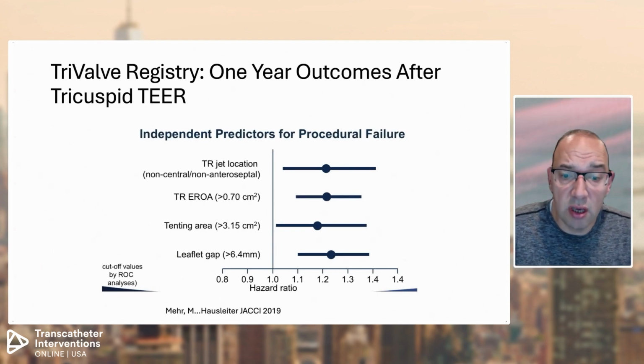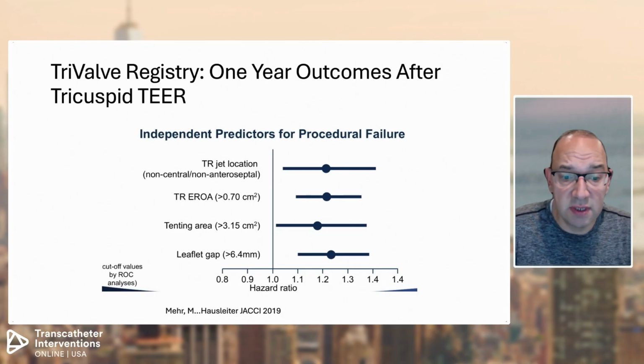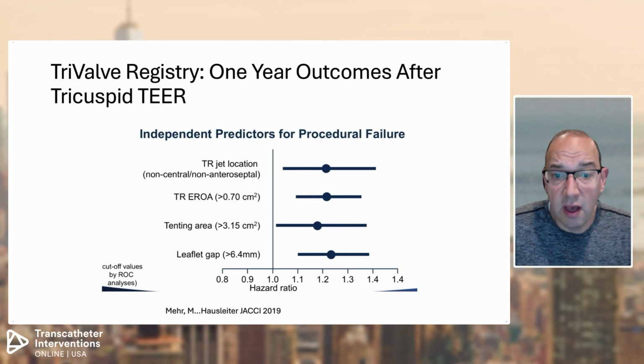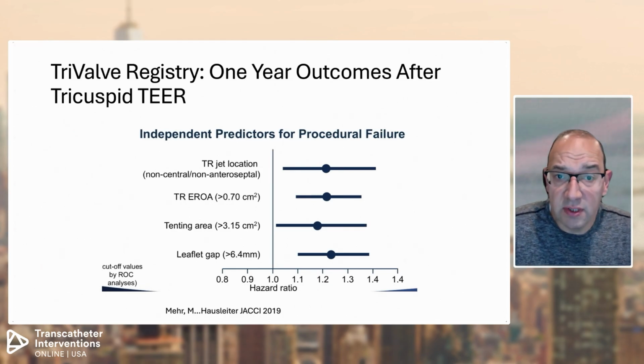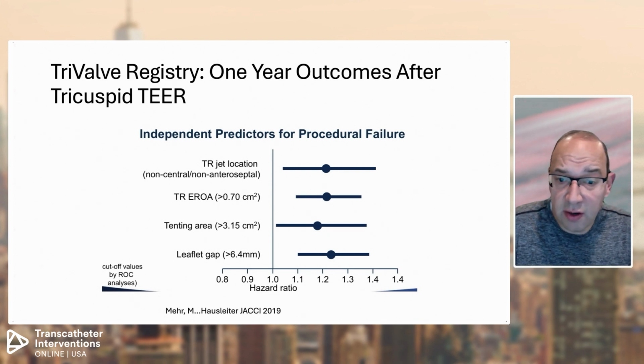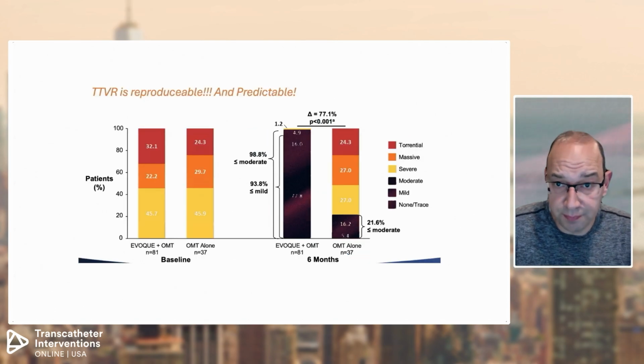Registries early on started predicting who will do well with repair versus replacement. This is, for example, a really extensive registry, the TriValve registry, looking at outcomes after tricuspid TEER, showing that those who have a broader, wider jet with tethered leaflets tend to have significant residual TR. We have gotten better with time. However, those are still predictors for procedural failure, if you wish, or less than optimal results.